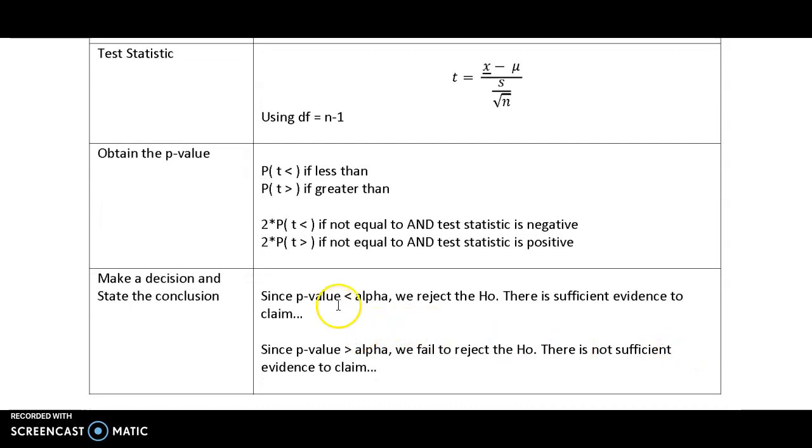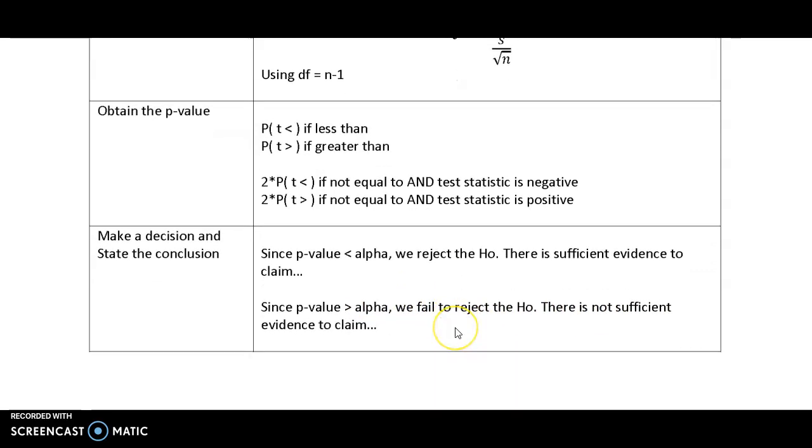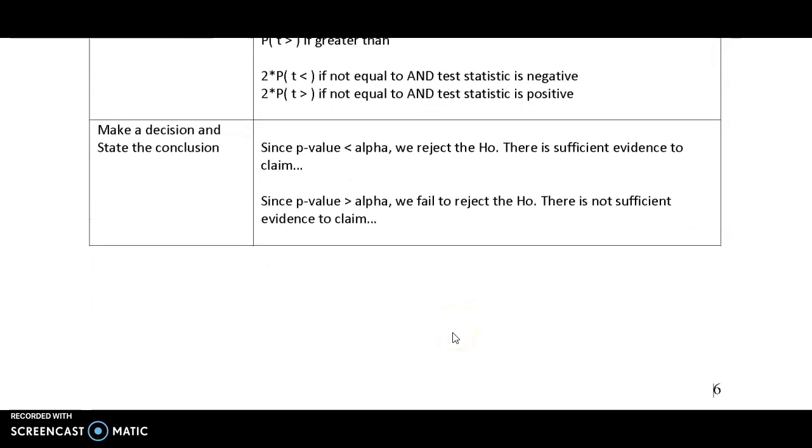Now in our conclude, if the p is low, we reject the H naught. There is sufficient evidence to claim, blah, blah, blah, blah. Or if the p is high, we cannot deny. We fail to reject the null hypothesis since there is not sufficient evidence to claim. So we'll still keep our state, plan, do, conclude examples here.